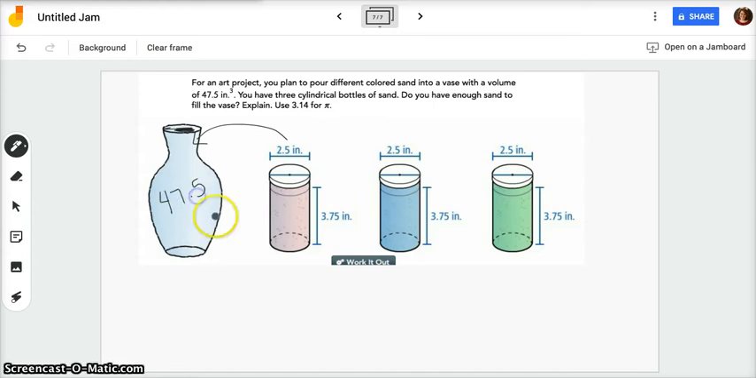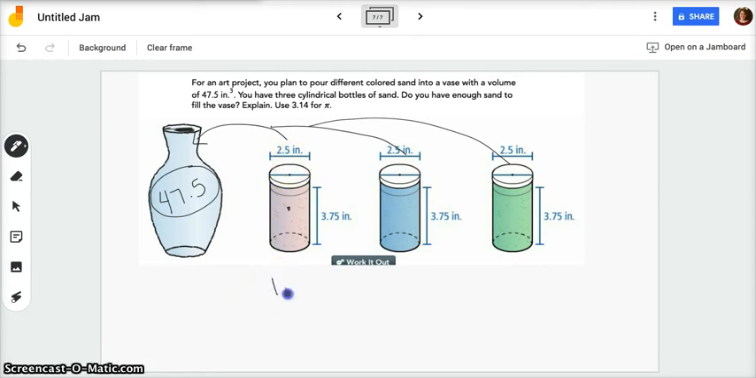47.5 cubic inches. So as you read these word problems, make sure you understand what's going on. So we need to find out if all these 3 added together is going to be greater than, less than, or equal to 47.5. So let's find the volume. Luckily, all 3, the red, blue, and green, all have the same measurements, so we can just find one volume. So we're going to do volume equals pi radius squared times height.